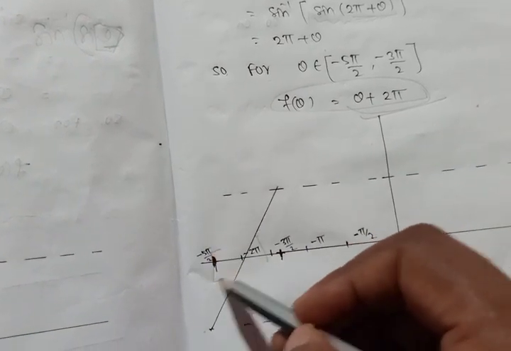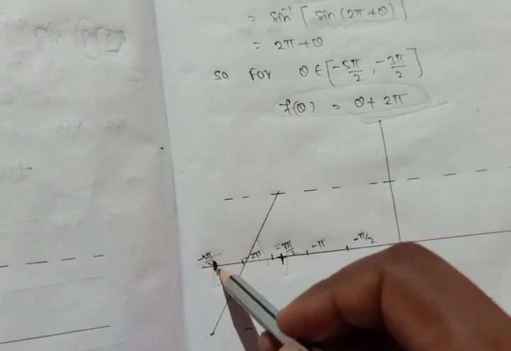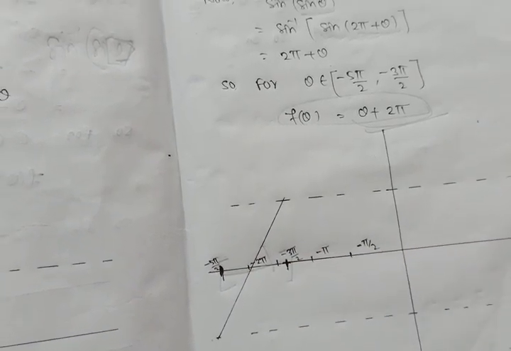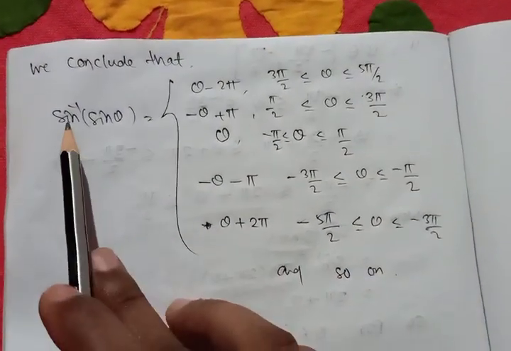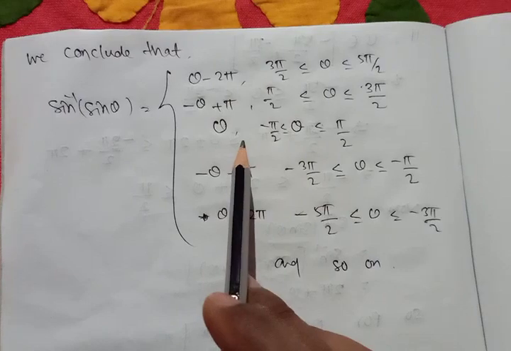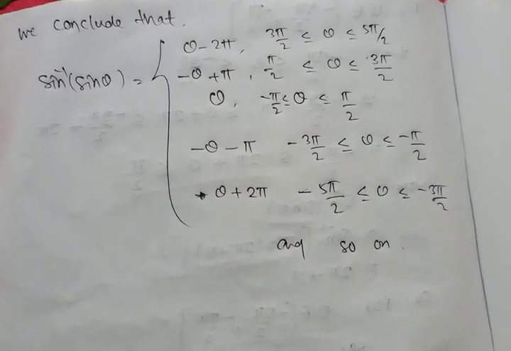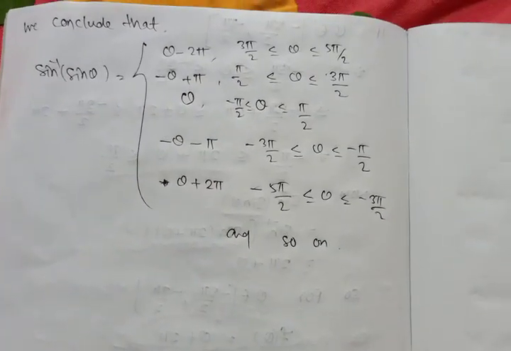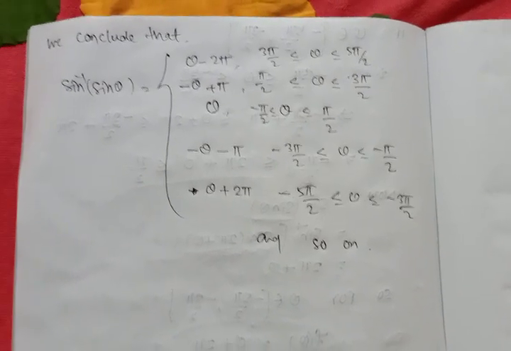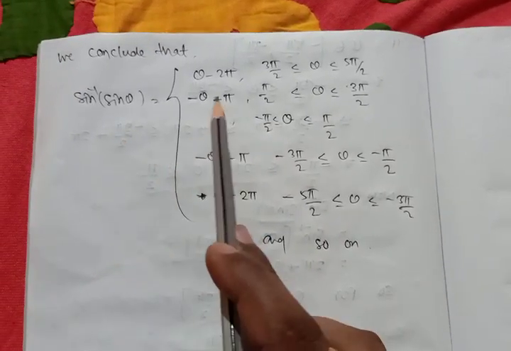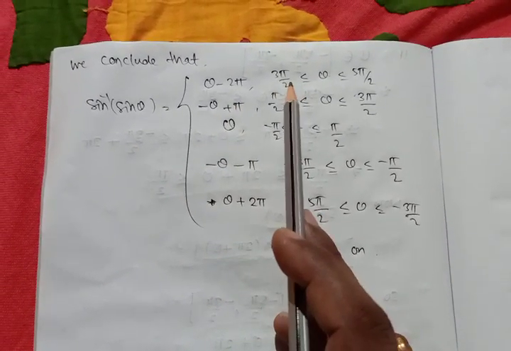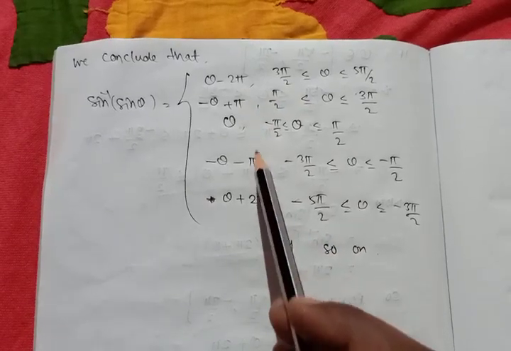And here I am restricting the graph to the interval minus pi by 2 to pi by 2. I am drawing almost 4 graphs here. Then we conclude that the value of sine inverse of sine theta is exactly equal to theta if theta belongs to minus pi by 2 to pi by 2. Similarly, if theta is greater than or equal to pi by 2 and less than or equal to 3 pi by 2, this value is minus theta plus pi. I have also written all 5 cases here.